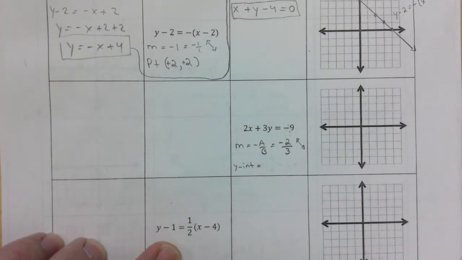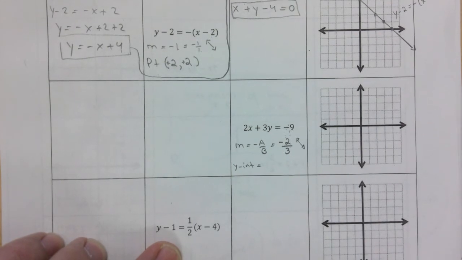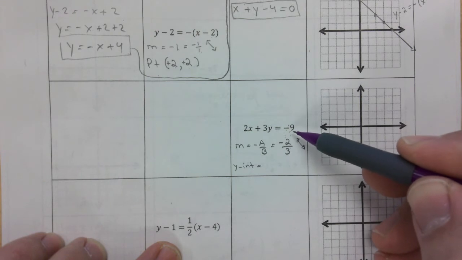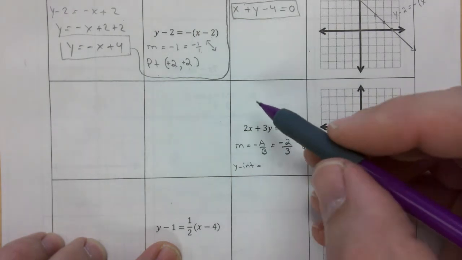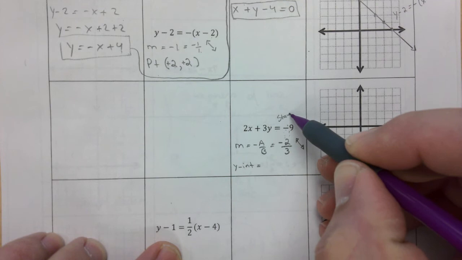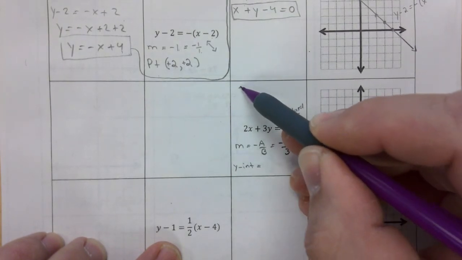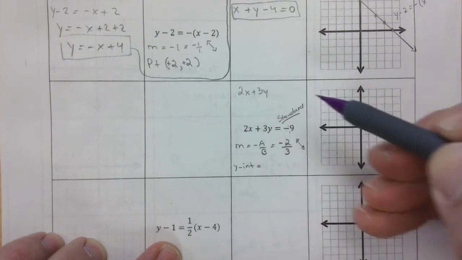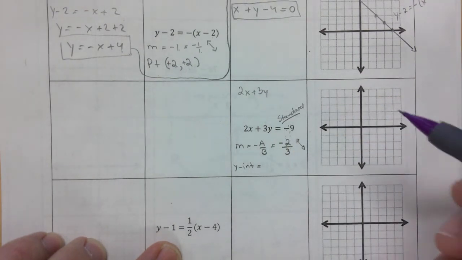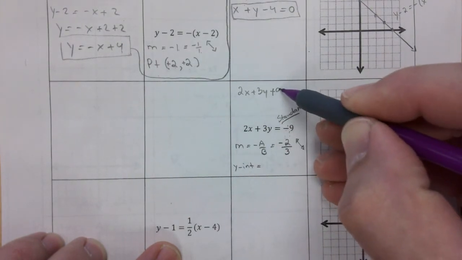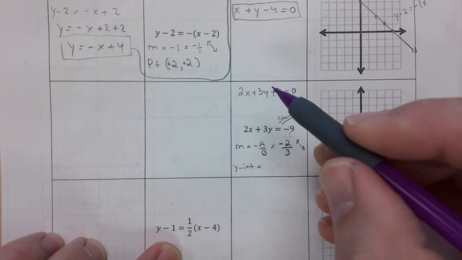this is not in general form. I forgot to change this. This is not general form. This is standard form. So let's go general. 2x. So whoever did this didn't finish their work, right? Negative 9 comes over positive is equal to 0. This is general.